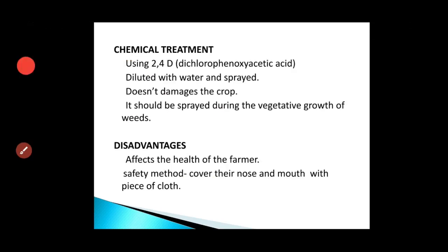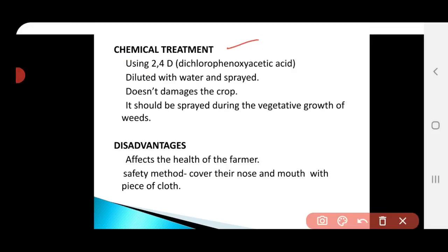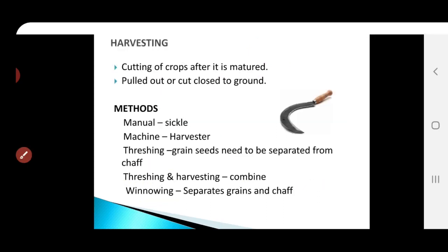What is the chemical treatment? It is by using 2,4-D. What is that D? It is dichlorophenoxyacetic acid. It is diluted with water and sprayed. It does not damage the crop. It should be sprayed during the vegetative growth of the weed. So do you know the reason why we are spraying during the vegetative growth? Disadvantages: it affects the health of the farmer. So we have to follow some safety methods, that they have to cover their nose and mouth with a piece of cloth.